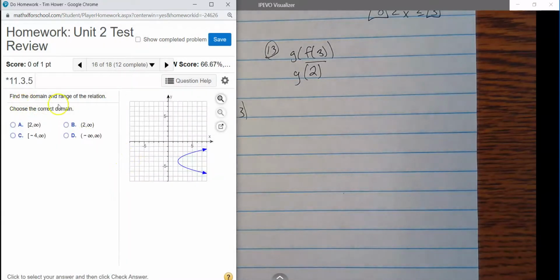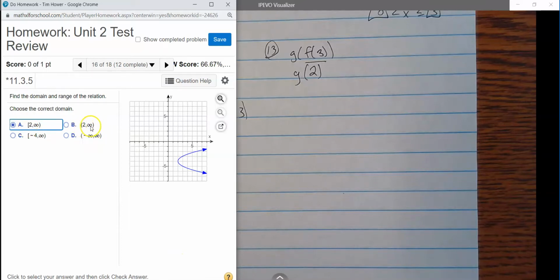Number 16, find the domain and range. So just looking at this graph, what x values could you plug in? Well, right here at 2, I got a y value, and everything larger than that, I got a y value. So the domain would be from 2 off to infinity, and 2 is included, so we put a bracket around it because 2 is included.